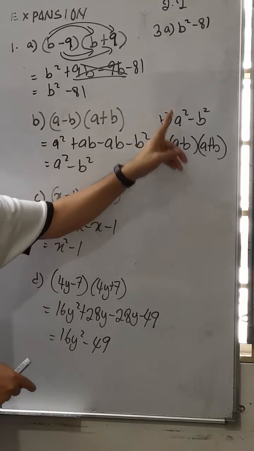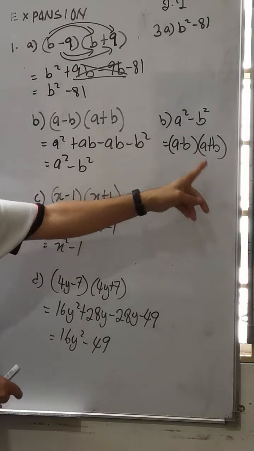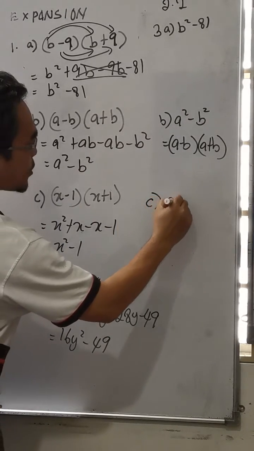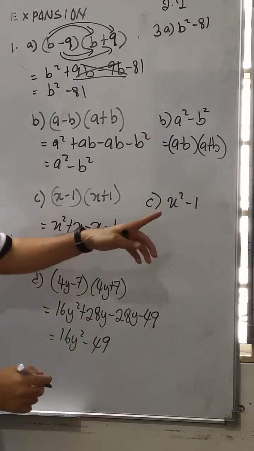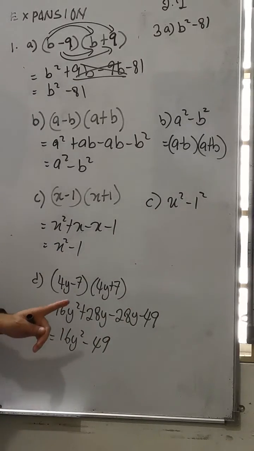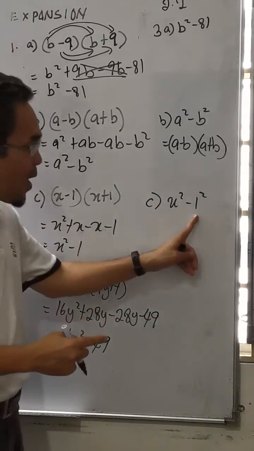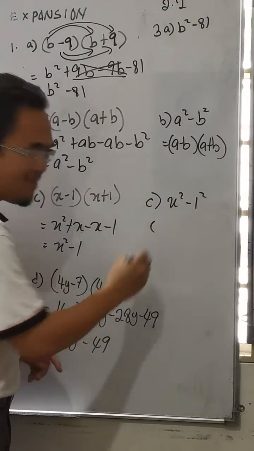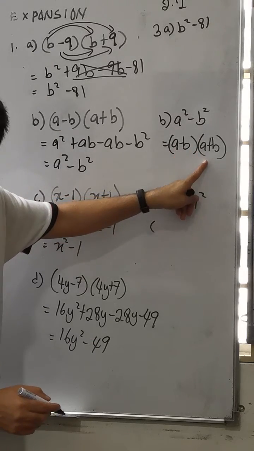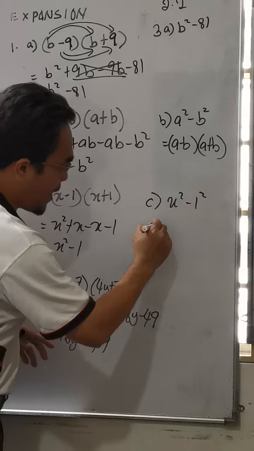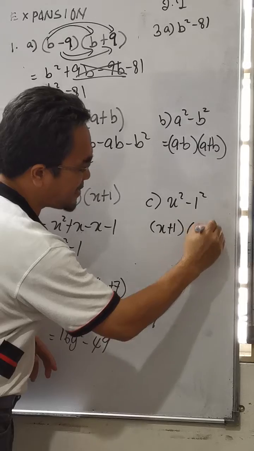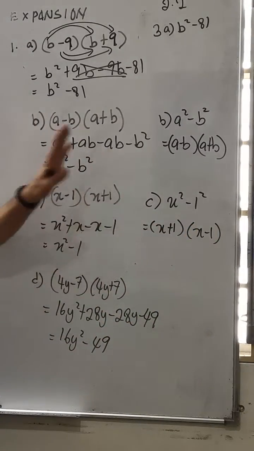So if this is x squared minus y squared, it is x minus y, x plus y. Similarly with question c, x squared minus 1. Actually for 1, you can write 1 squared. But if x squared minus 2, you cannot write 2 squared, no. Only 1, because 1 squared is still 1. So this becomes what? Anyway, if you want to write plus first or minus first, no problem. So I write plus first now, and minus. That is the factorization for this pattern.